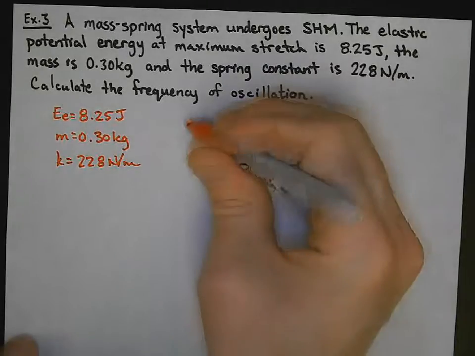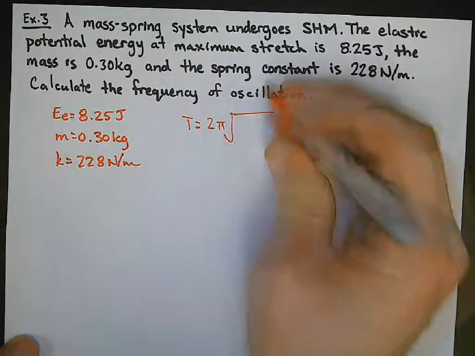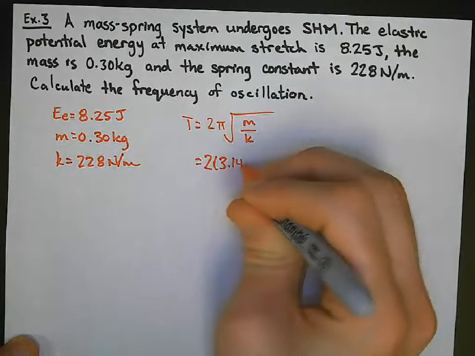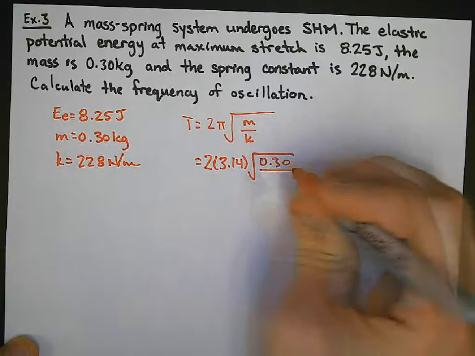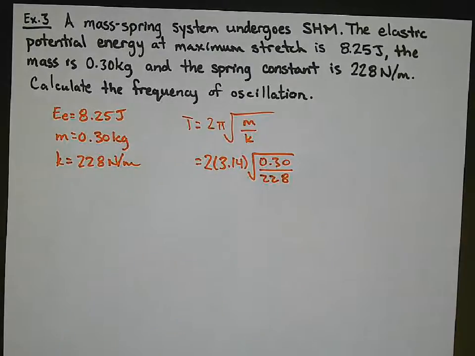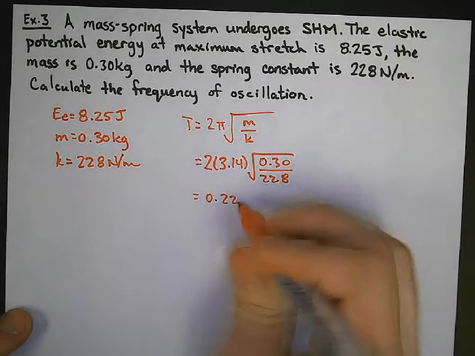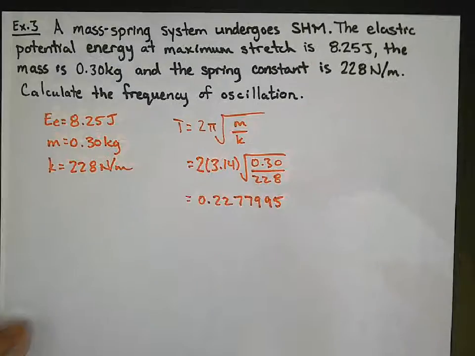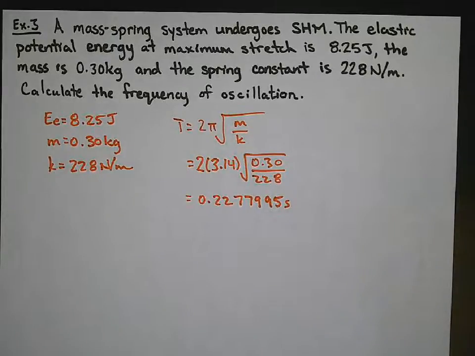We need to know that calculating the period is quite easy, because as I had just mentioned, 2 pi square root m over k tells us that we can take 2 times 3.14 and take the square root of our mass of 0.30 over the constant of 228 newtons per meter. And when we calculate this, we would get 0.2277995. This is how long it takes to complete from resting position to its maximum displacement and back.